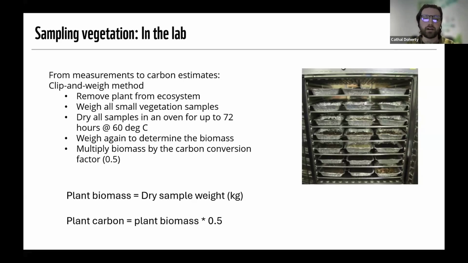And then that biomass weight is going to be used to convert to an estimate of carbon using the carbon conversion factor of 0.5. So that's a more direct method to obtain the carbon, typically only used for those smaller vegetation samples where you can actually clip and store it in a bag. Yeah. So here's an example of what that might look like in a lab oven on the right here.